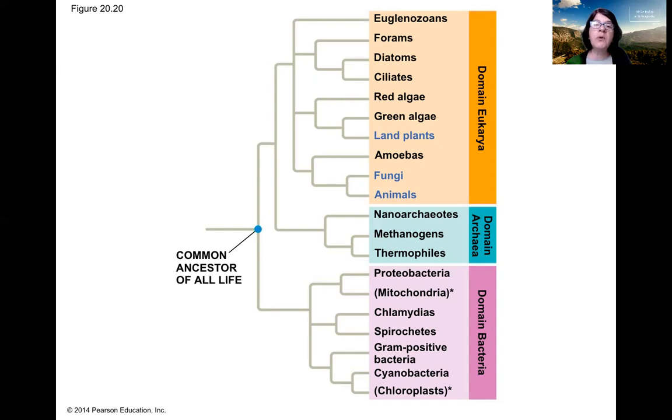And I want you to notice one thing here. Everything on this tree, except for the 3 kingdoms shown in blue, which are land plants, fungi, and animals, is a single-celled organism. So the majority of life on Earth is still simple, believe it or not. Only animals, fungi, and land plants are actually multicellular.